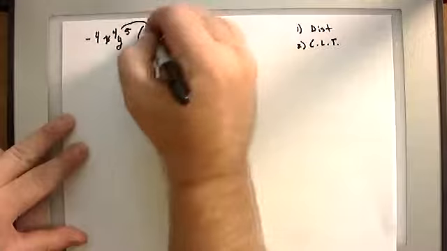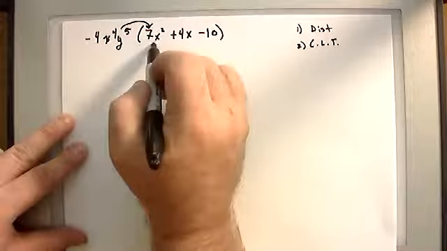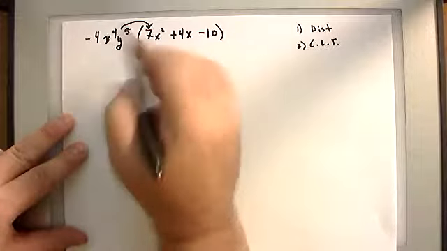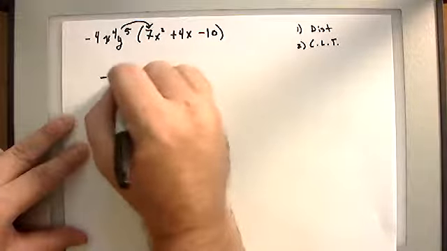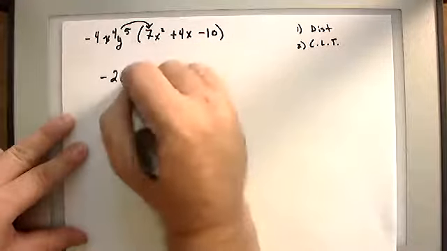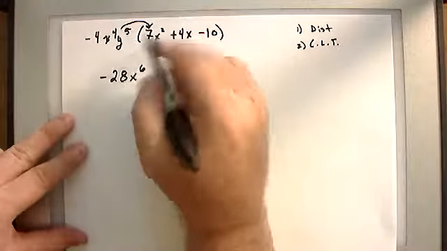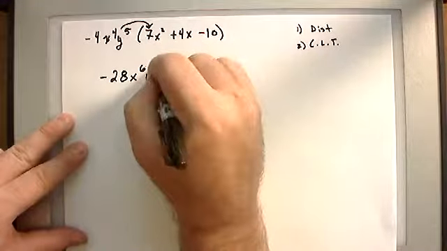So first, we'll go to the first piece. -4 x to the fourth, y to the fifth times 7x squared. -4 times 7, that's -28. X to the fourth and x squared, we are multiplying, so the powers add. That's x to the sixth. Y to the fifth, and there's no other y's there, so that'll just be y to the fifth.